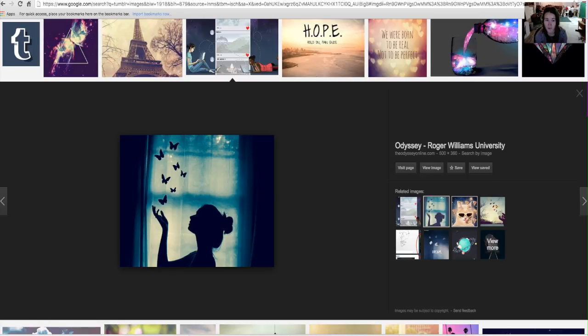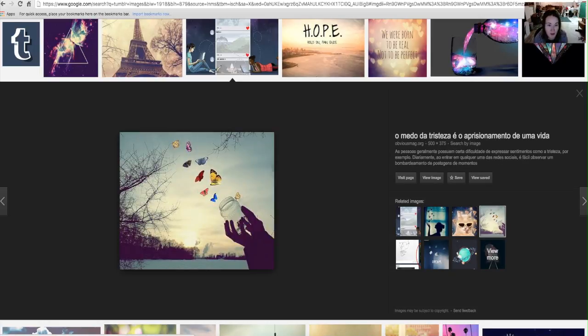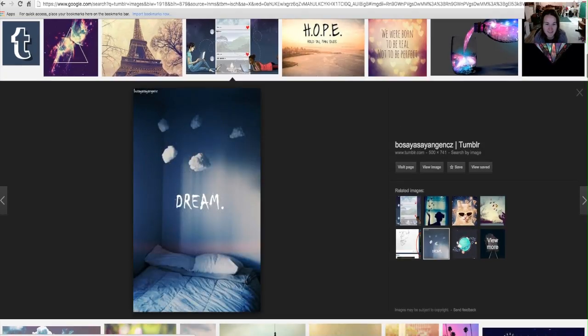Okay, that is really odd. A girl in front of a window, and there's butterflies, and what the heck is that? Oh, kitty, look at the cute kitty, pizza. Pizza, I love pizza. I love pizza, and I love cats. Cats and pizza is my two favorite things. Butterflies, more butterflies. What is up with Tumblr and butterflies?